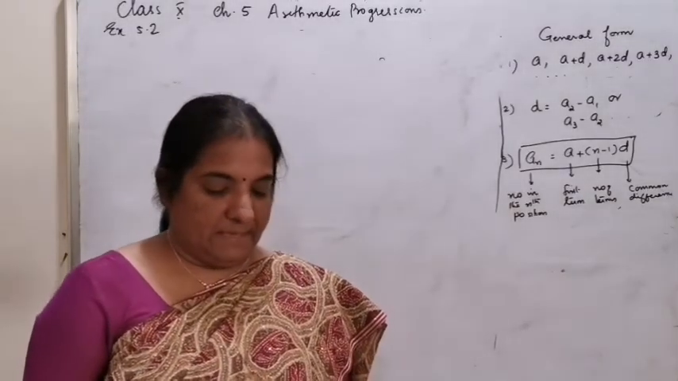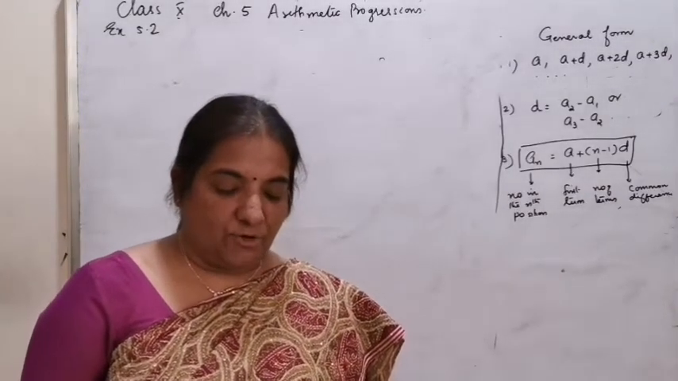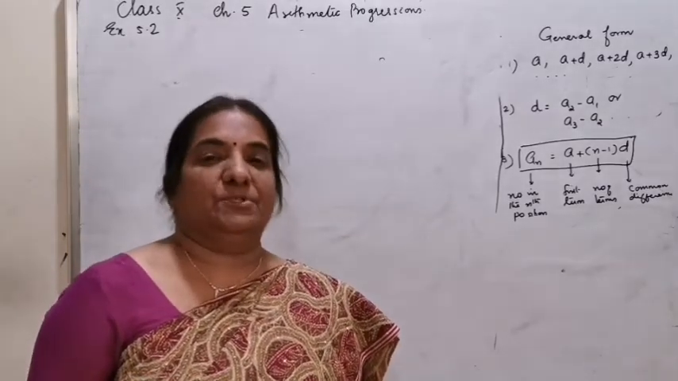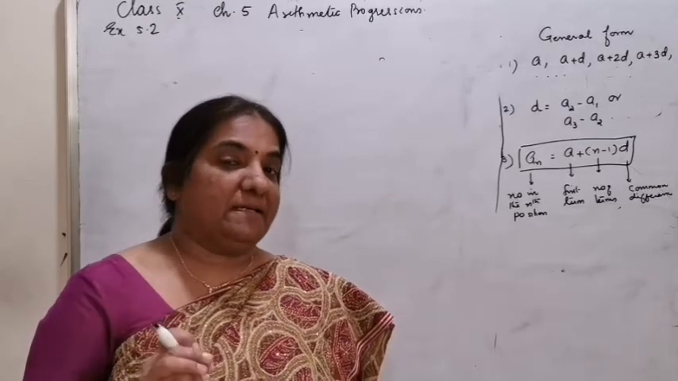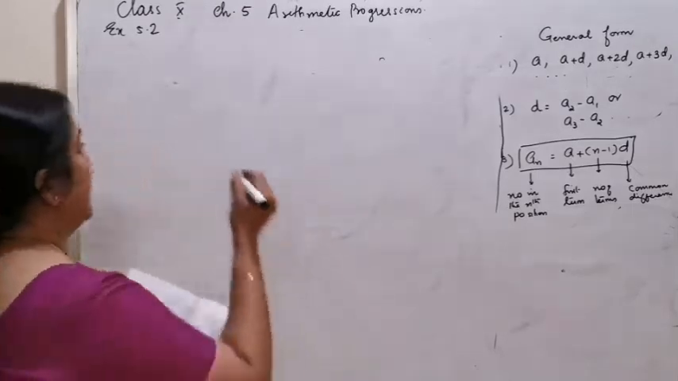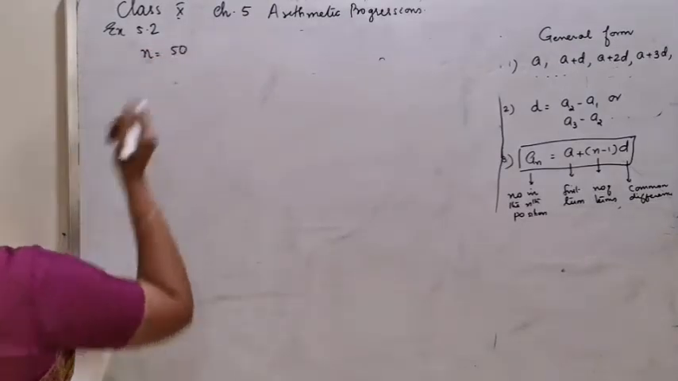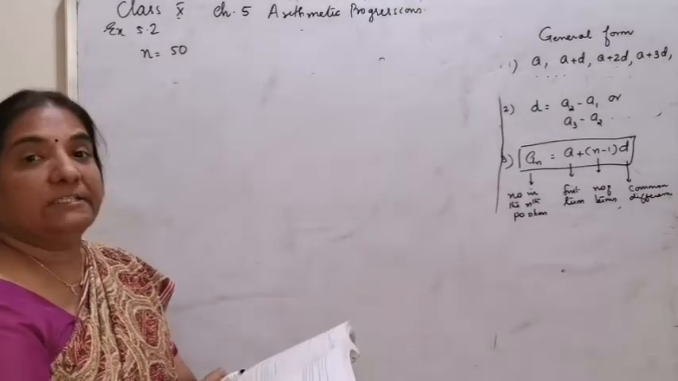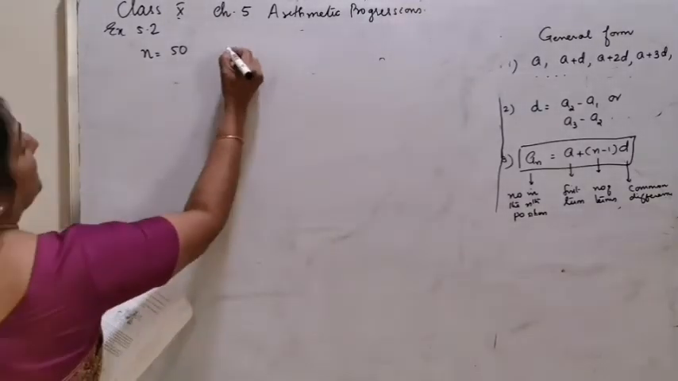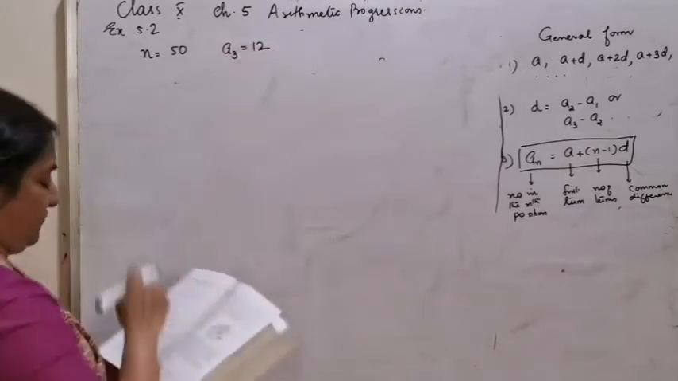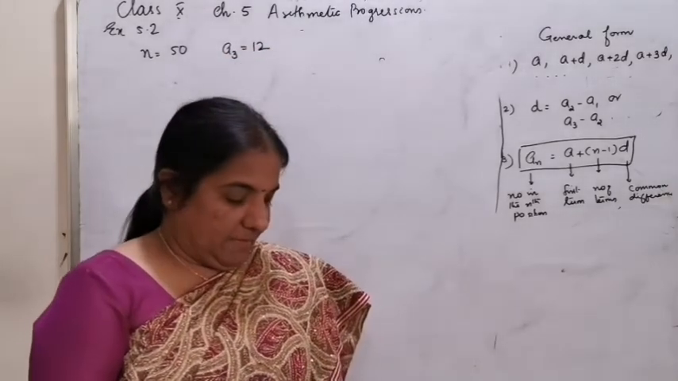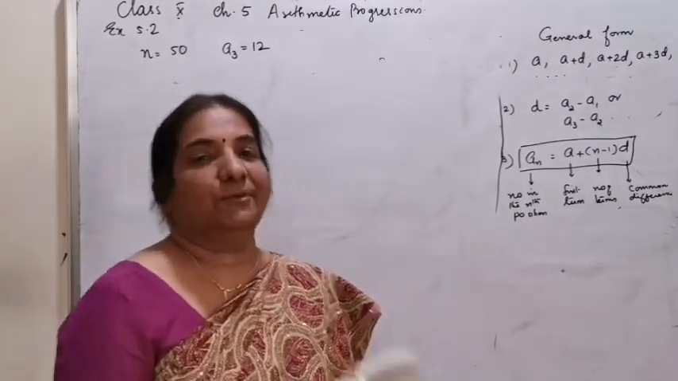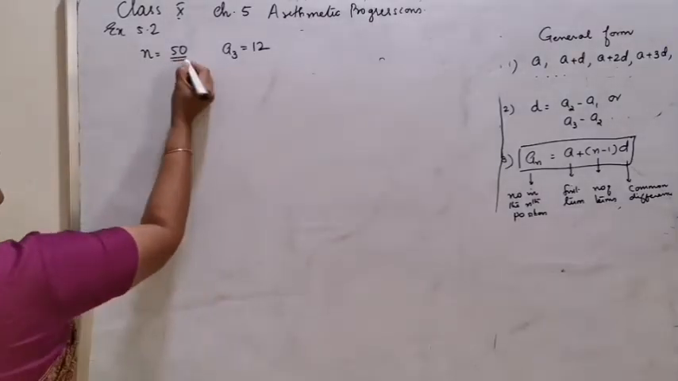Question number 8. An AP consists of 50 terms. Underline the words 50 terms. What do you mean by that? An AP contains 50 terms means N is equal to 50. That is the meaning. In which the third term is 12, and the last term is 106. There are 50 terms.